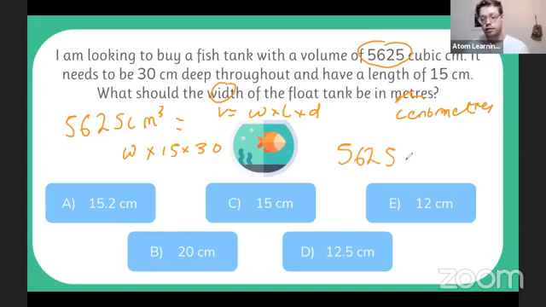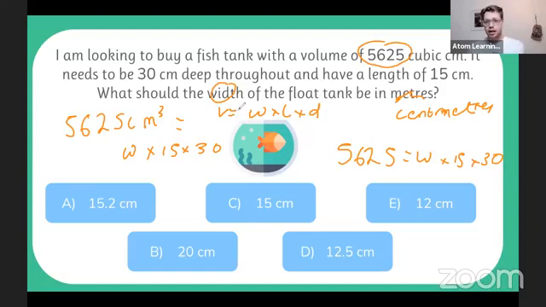So 5625 equals width times 15 times by 30. Now, at this point, what you can do really depends on the confidence level of your child's maths. What we could do is 15 times by 30 and then do 5,625 divided by 15 times 30. That would give us the width. Even as I say that out loud, I don't really want to do that. That seems like a bit of work, right?